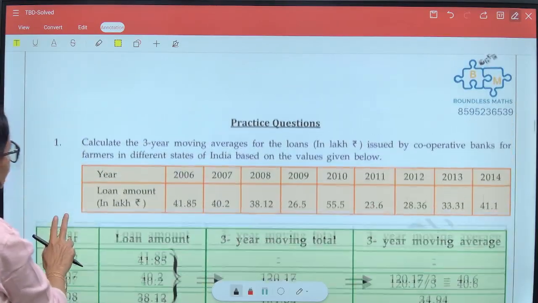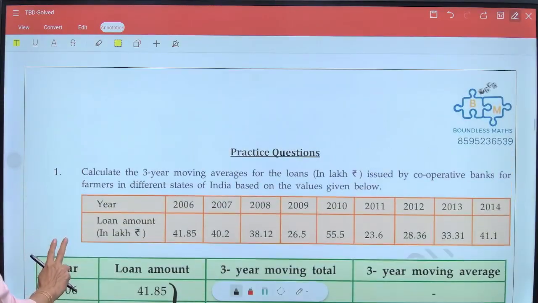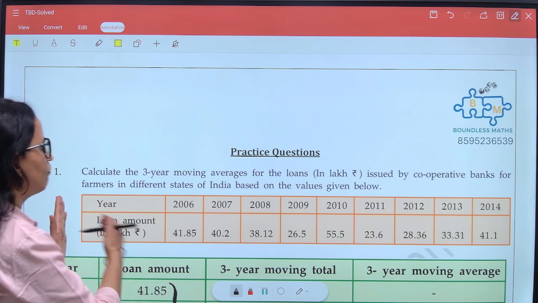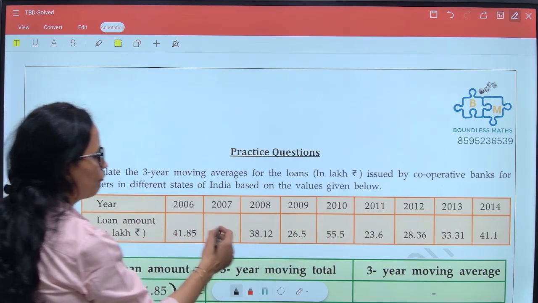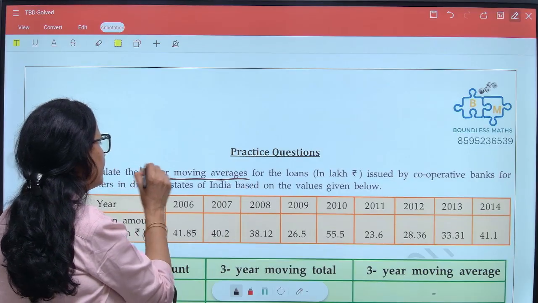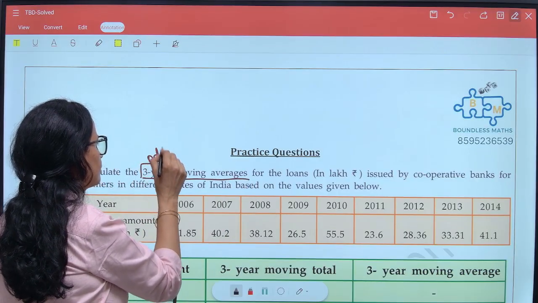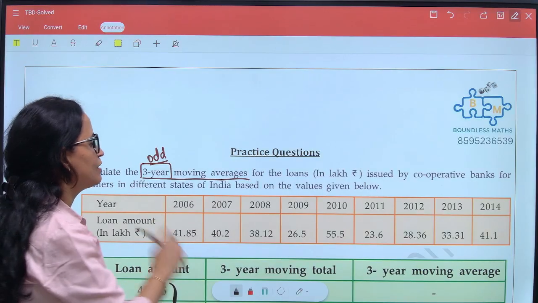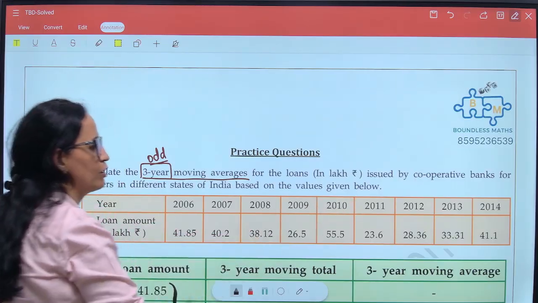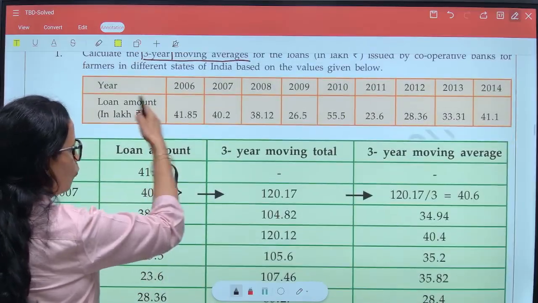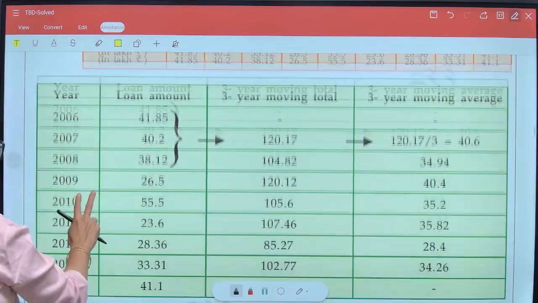The question says calculate the 3-year moving averages for loans issued by cooperative banks for farmers in different states of India based on the values given below. So you have a table given here and you have to find the 3-year moving average. So 3 is an odd number. That means the steps for odd are to be applied here. So the first thing is whenever data is given to you horizontally, write it in the form of a vertical column. So the same table that was given in the question is here in a vertical column.